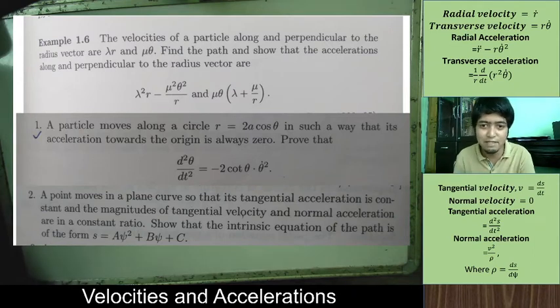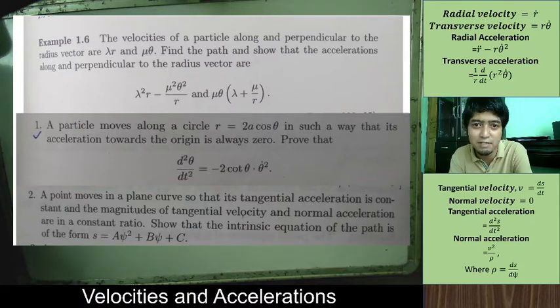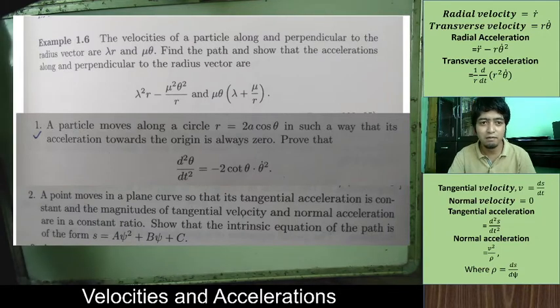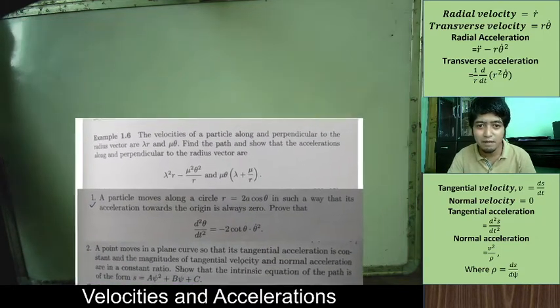Okay, so we will solve example 1.6, exercise 1 and exercise 2. Let us start with example 1.6. If you are reading the question, the velocities of a particle along and perpendicular to the radius vector are lambda r and mu theta. So you can immediately see that it is a question involving radial and transverse directions. So we will be employing the formula above.